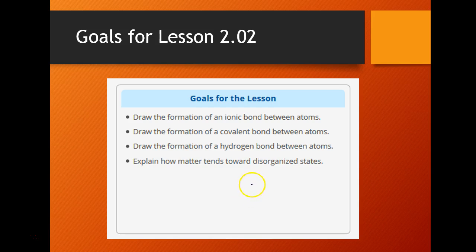The goals for this lesson are that you'll be able to explain what an ionic bond is between atoms, a covalent bond, and a hydrogen bond between atoms. And also, at the end, we will be talking about how matter tends towards disorganized states, which we're going to call entropy.